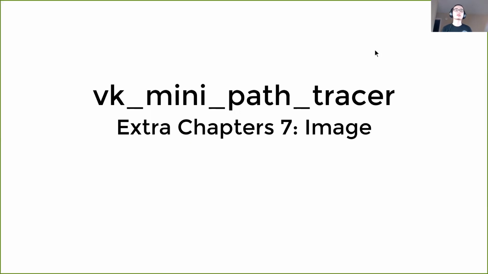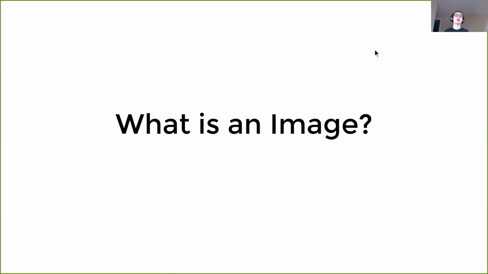So today's topic is Wiki Mini Path Tracer Extra Chapter 7, where we finally start to use the Vulkan image. So far we are not using images. Instead, we just use a plain old buffer where we treat it as a 2D array and use it as an image. That is because image is a really complex subject in Vulkan.